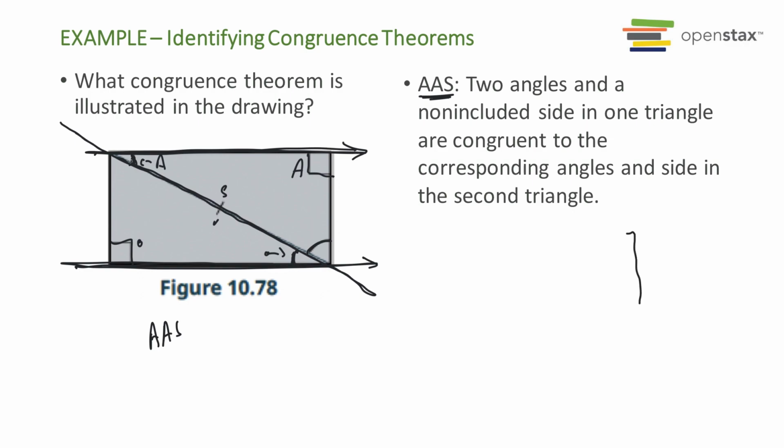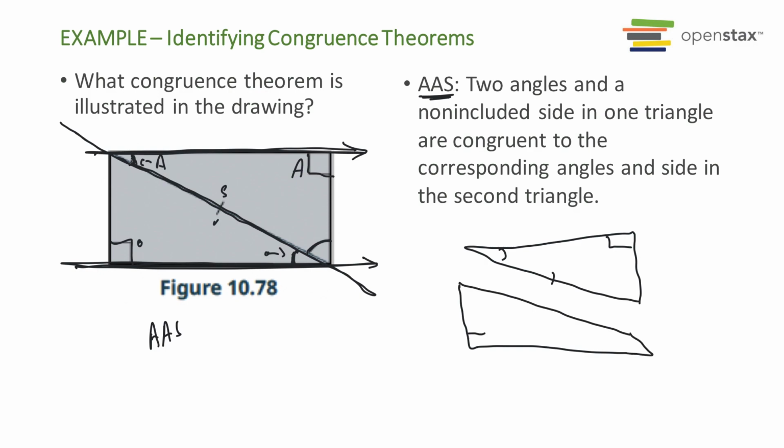And if you wanted to, it's also sometimes helpful to break them apart to look. So this is angle, angle, side, and then the other triangle looks like this. And this is not drawn to scale, right? But you can see here we've got angle, angle, side, right? Angle, angle, side. That gives us that congruency.